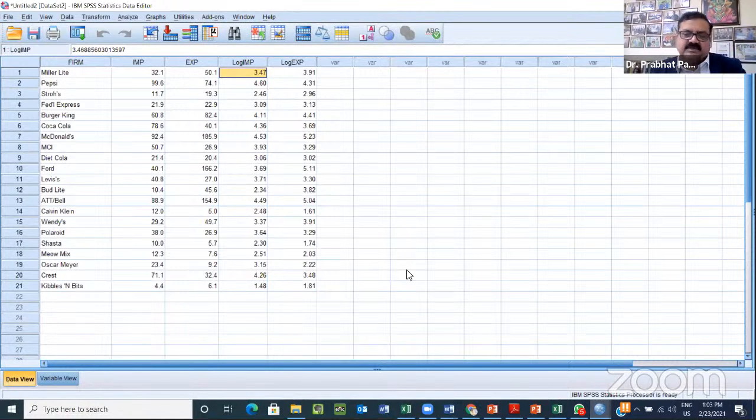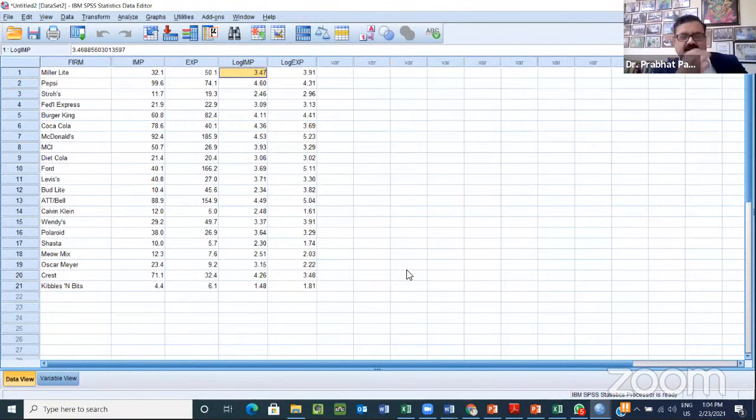I'm not able to recall the interpretation as of now, but what I guess is that you have to convert the beta back by using the anti-log. Yeah, so you have to use the anti-log, bring it back, and then interpret. So something of this sort.